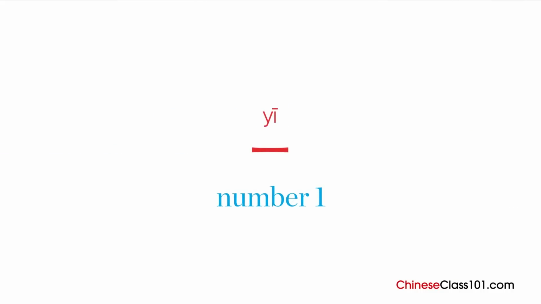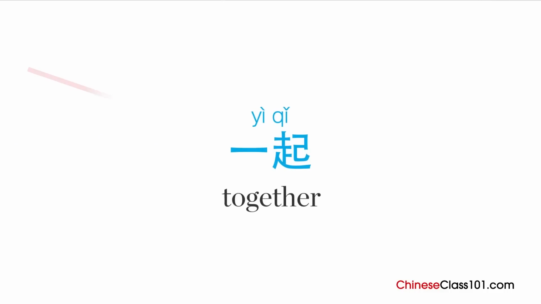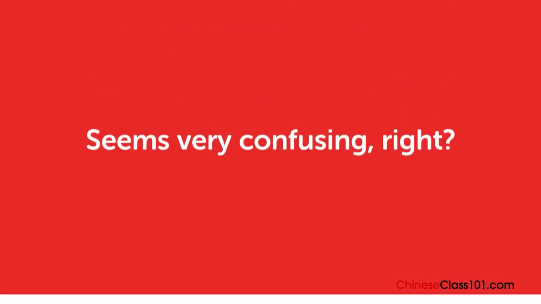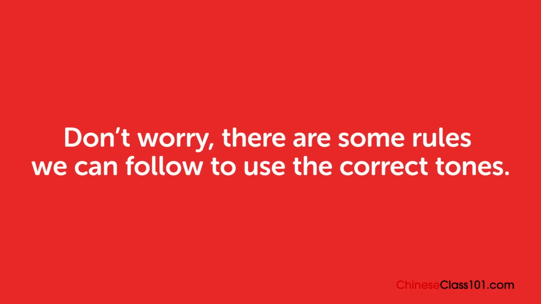Yi, as in number 1, is pronounced as yi, but in 一样, it becomes the second tone. In 一起, it's the fourth tone. Seems very confusing, right? Don't worry, there are some rules we can follow to use the correct tones.